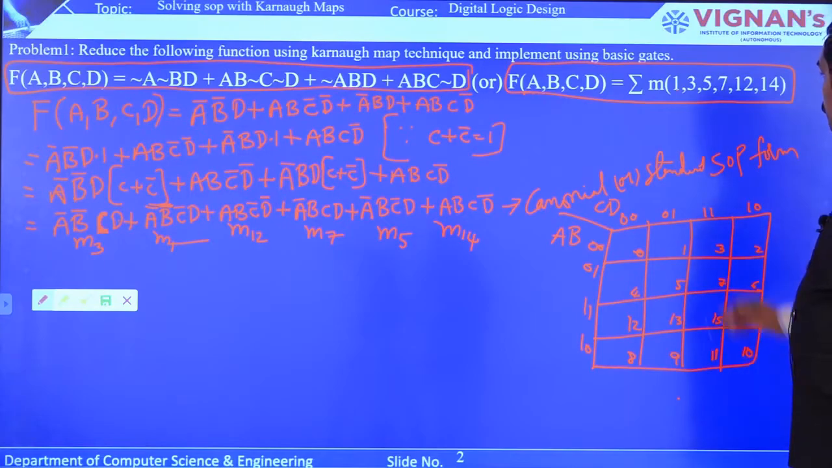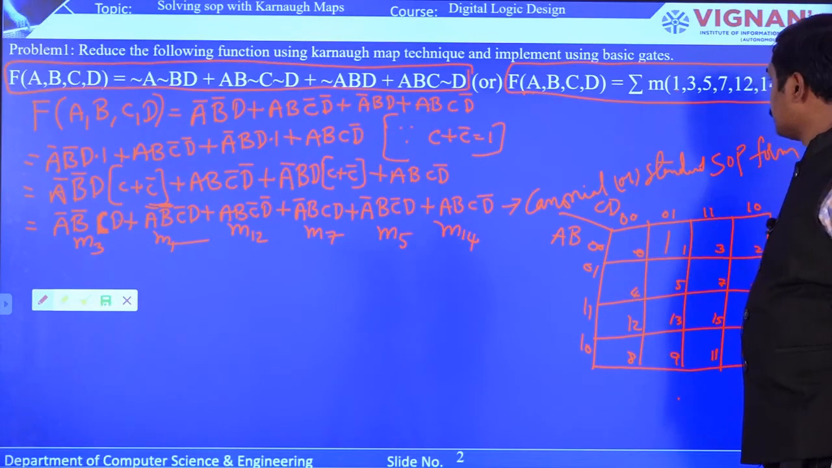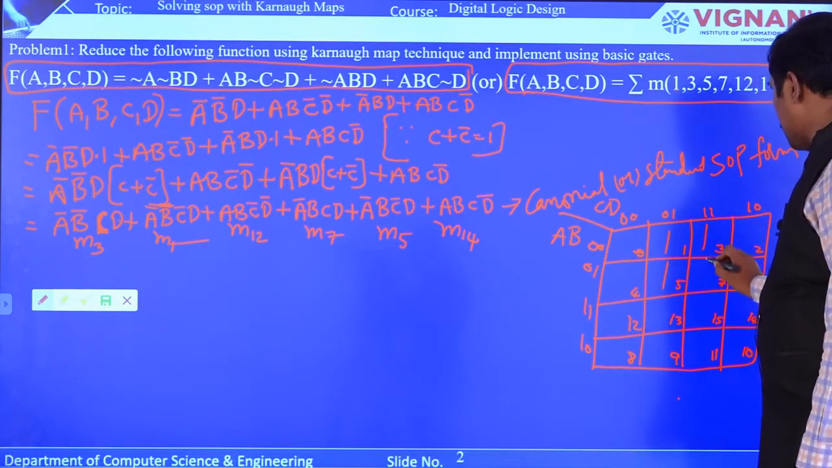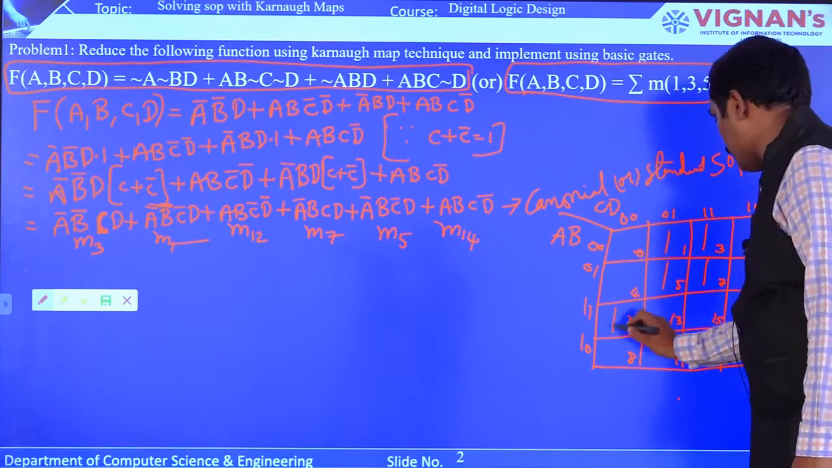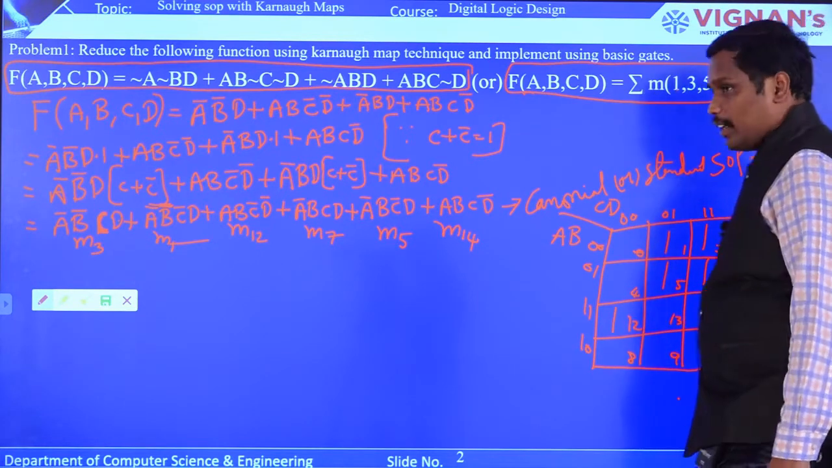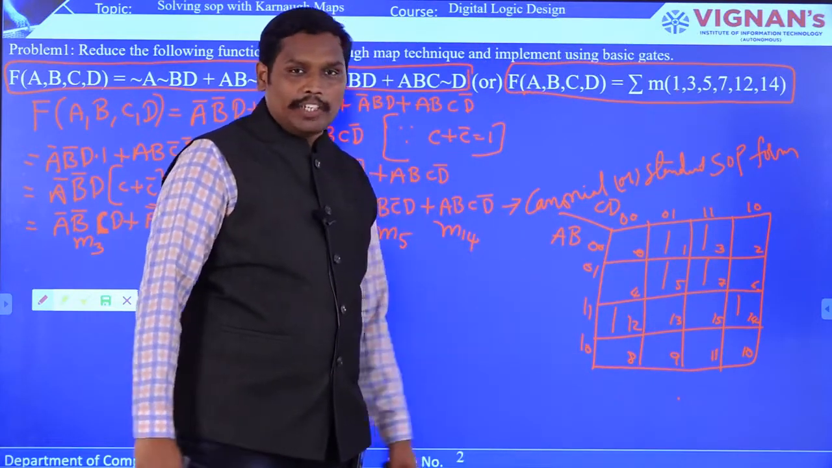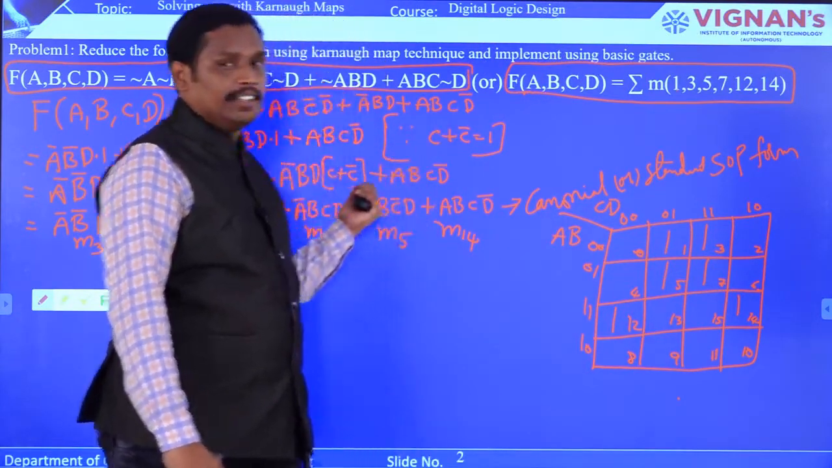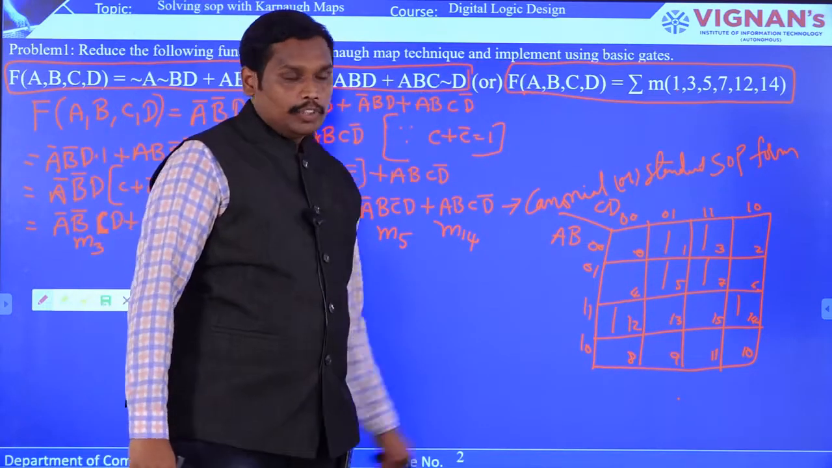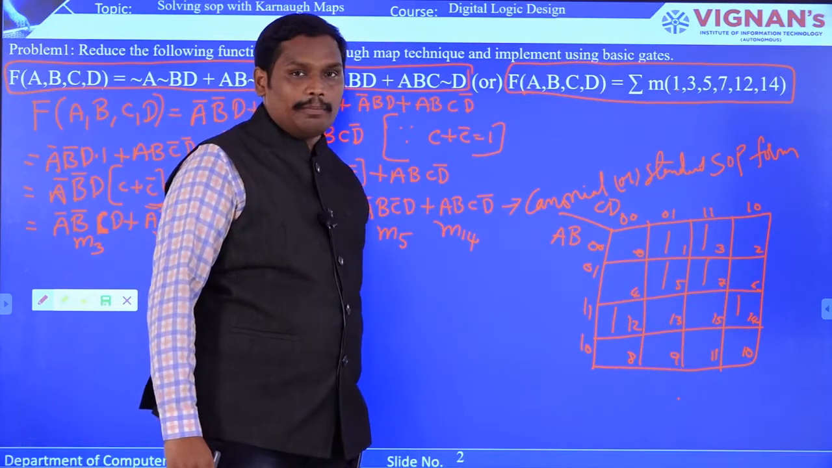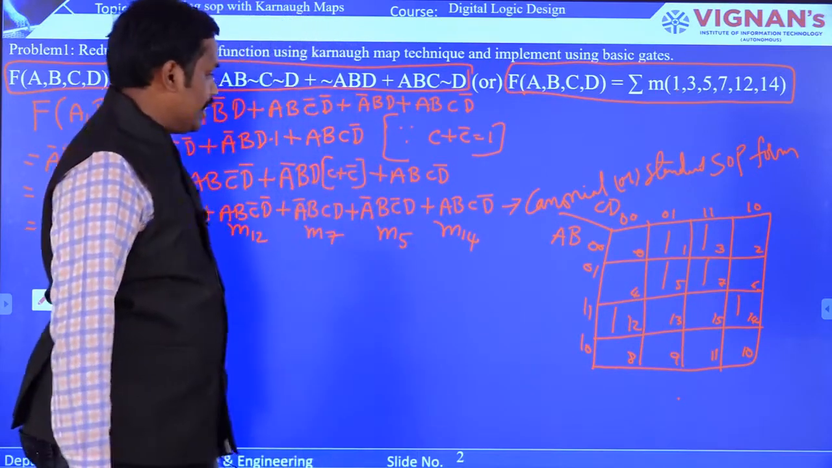corresponding cells. That is M1 it is 1, M3 it is 1, M5 it is 1, M7 it is 1, and then M12 it is 1, and M14 it is 1. So now you have placed all the ones in all the corresponding cell positions as per the expression or based on the min terms. So these are the two ways of asking a question. So this is the Karnaugh map, which is a solution for the question, right?